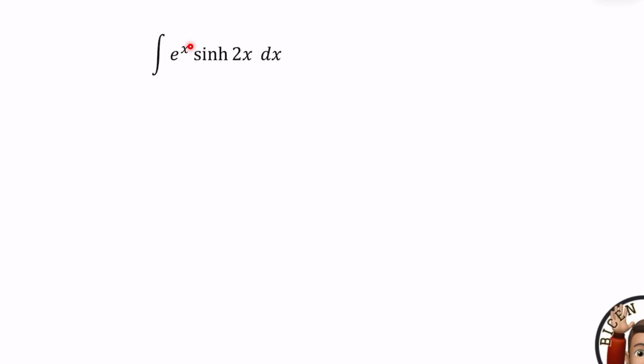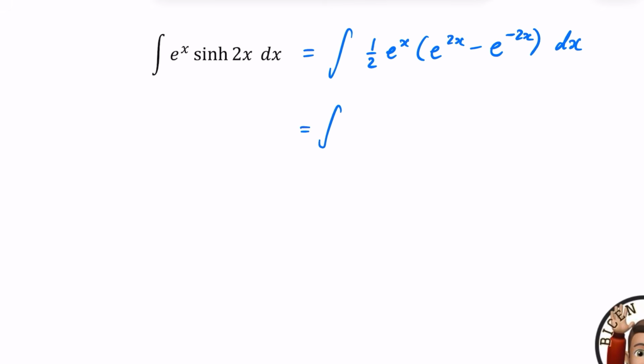Because of the presence of this e to the x here, I think it makes sense to try and write the sinh function in its exponential form. It just feels like it's going to be a natural way to do this integration question, okay? So we're going to have the half from the sinh 2x. We're then going to have the e to the x, and then we'll have the e to the 2x minus the e to the minus 2x. Just to clarify what I was saying, the sinh 2x is the half with this part here. There's the extra e to the x that there was before. And now that it's written in exponential form, I actually think this should be pretty straightforward once we expand the brackets.